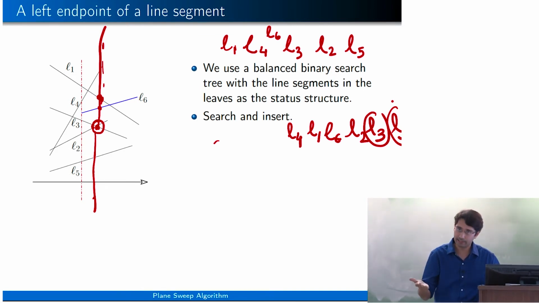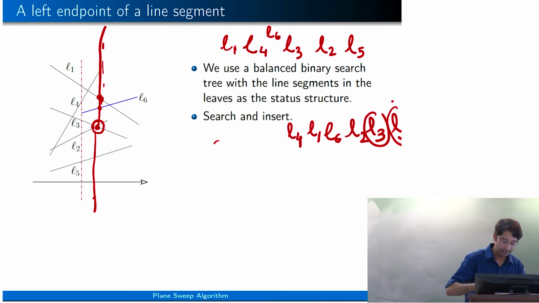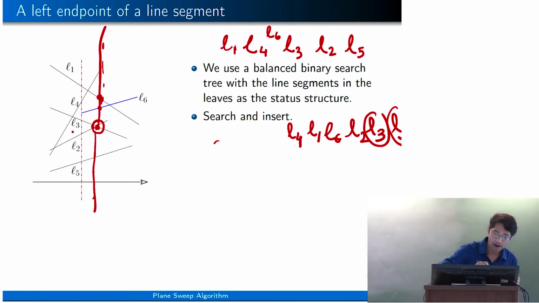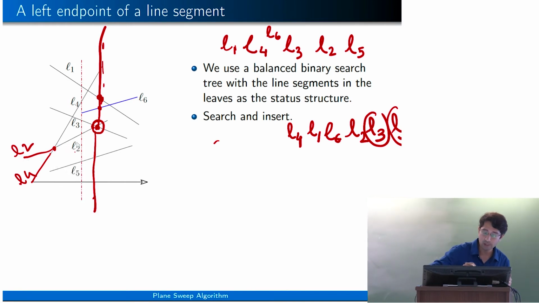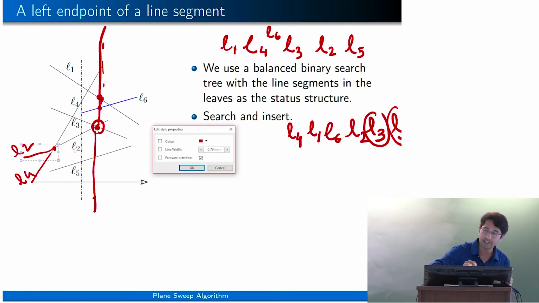So if there is an intersecting point, while I am switching here, there will be a switch between L2 and L3. At that point I will find whether L2 intersects with L3 or not. Sorry, this is L4 and this is L2. After this switch I know that L2 will become a neighbor of L3. Previously it was not. At this point I will insert this event point.